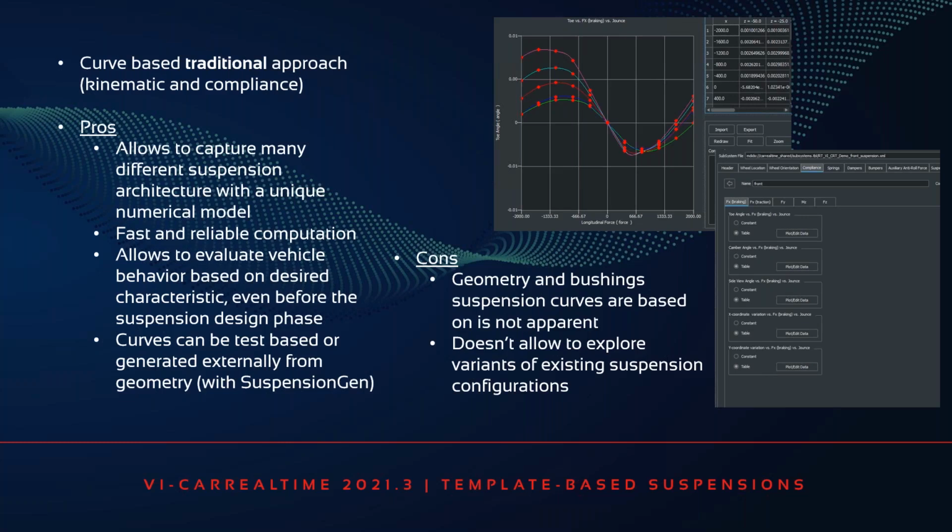The downside of this approach is that the geometry and the bushings the suspension curves are based on is not apparent once you're in Car Real Time. You have a set of curves and you can lose track of the geometry that they're based off of. And it doesn't allow you to explore variants of the existing suspension configurations where you might have design parameters that you're going to actually modify, and that means hardpoint positions and the bushing rates. They're sort of obfuscated into the curves themselves.